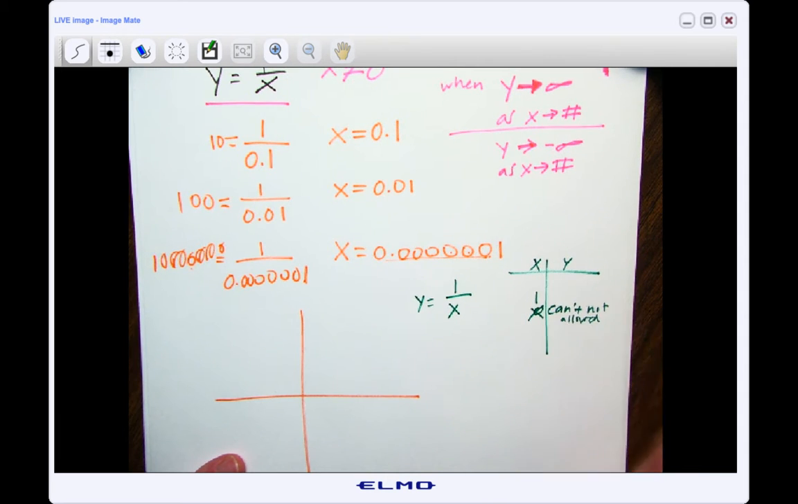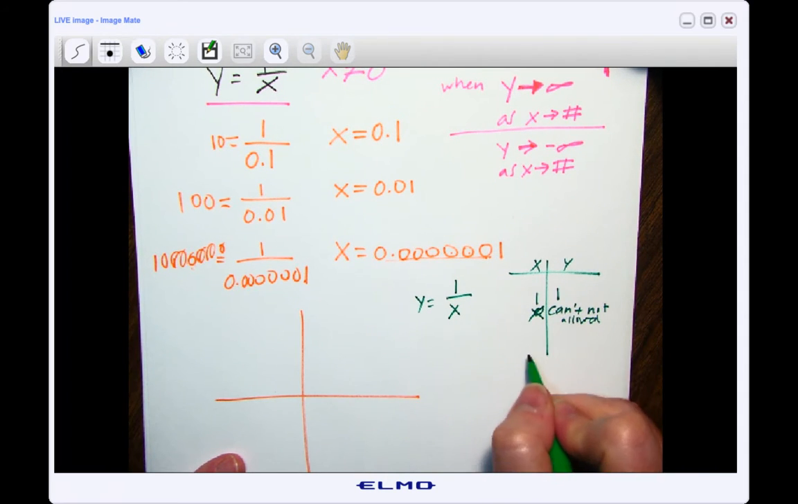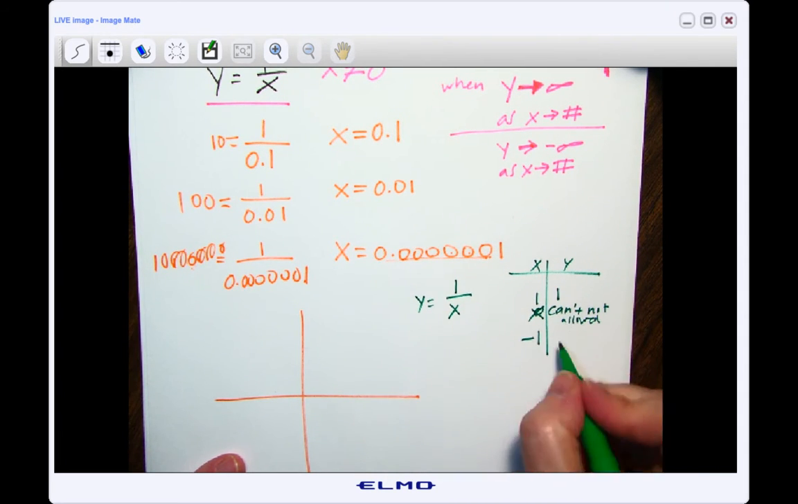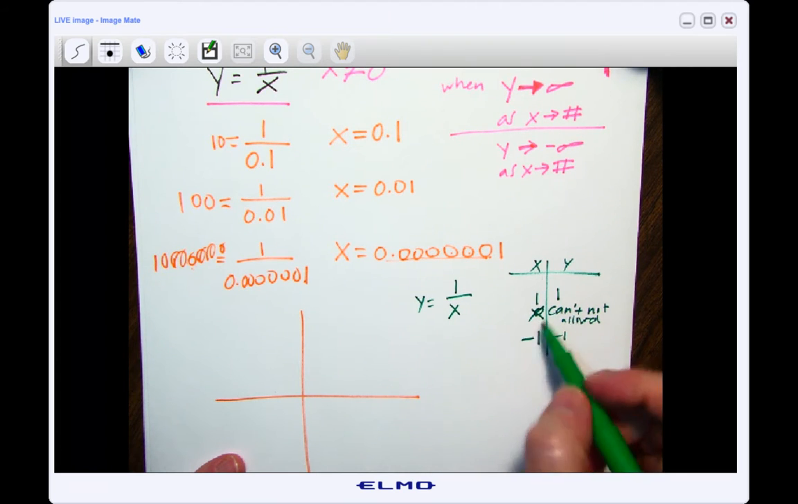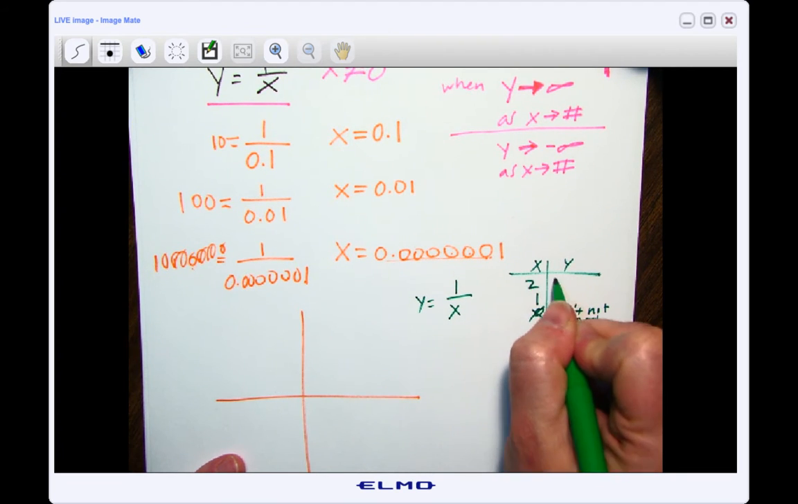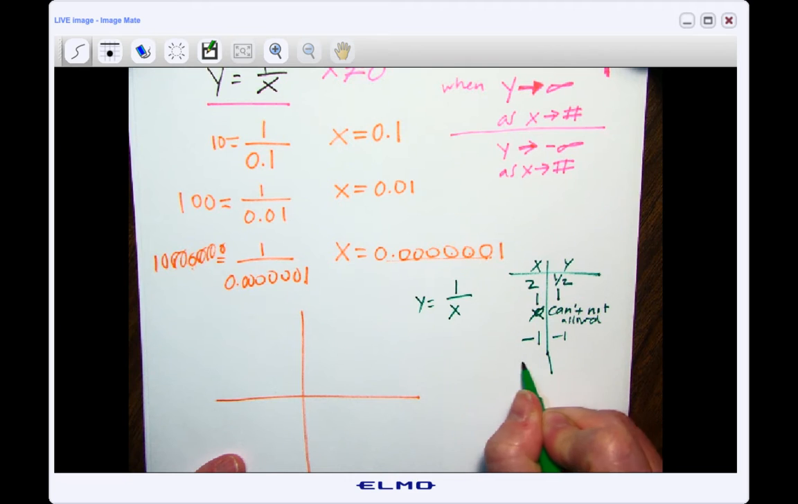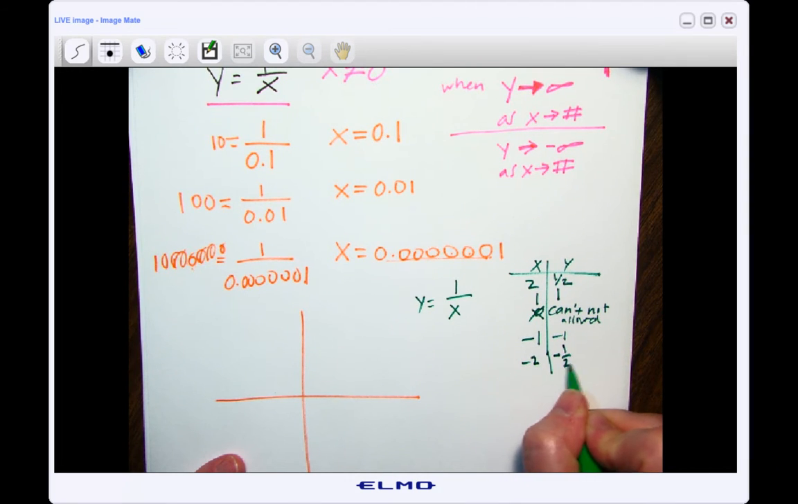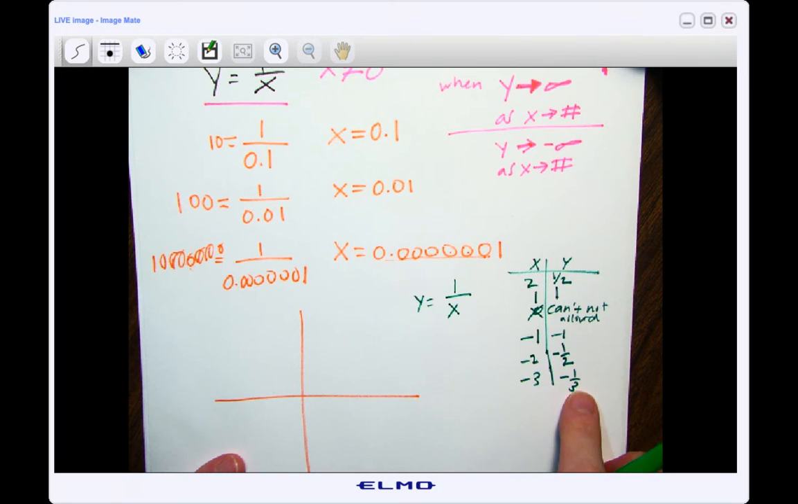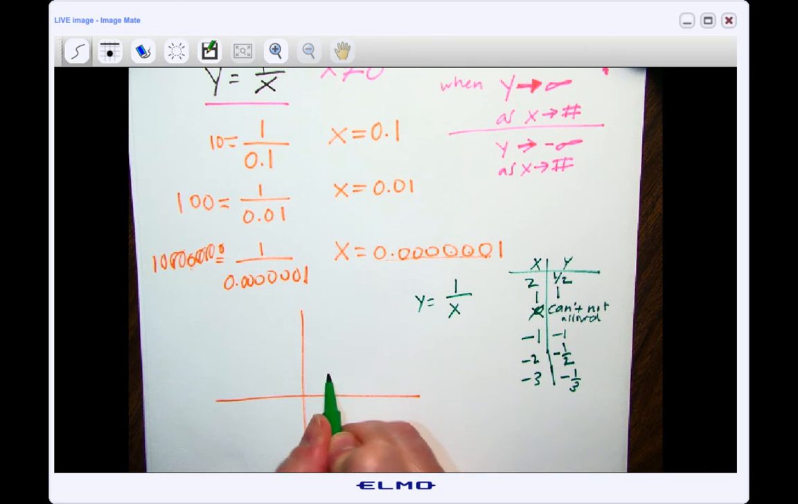But if I put in a 1, what am I going to get? I'm going to get a 1. If I put in a -1, I'll get a -1, because 1 over -1. If I put in a 2, what do I get? A half. If I put in a -2, what do I get? A -1/2. And hopefully you can see, these fraction things are going to happen, right? So when I put in a 1, I get a 1. When I put in a 2, I get a 1/2. When I put in a 3, I get a 1/3.